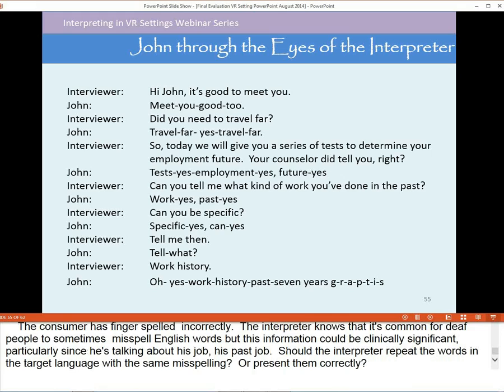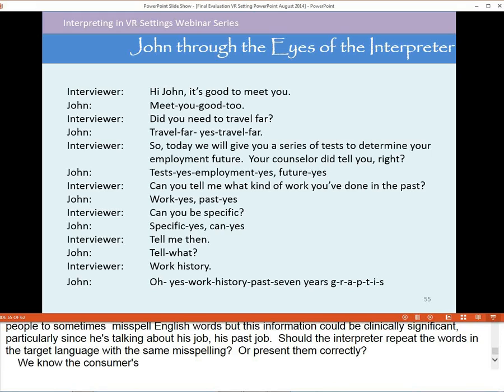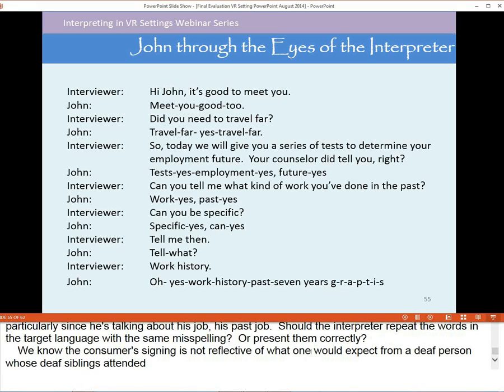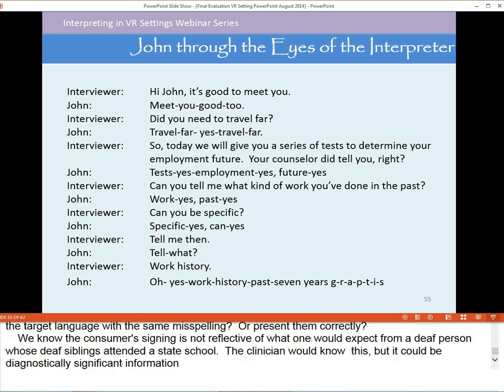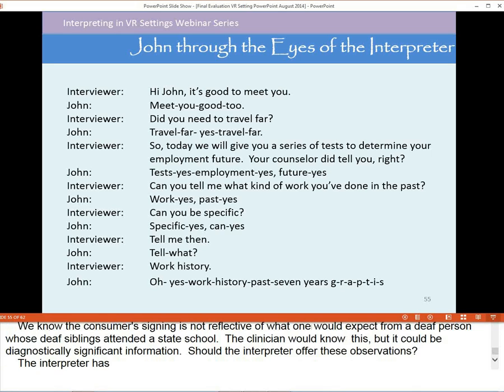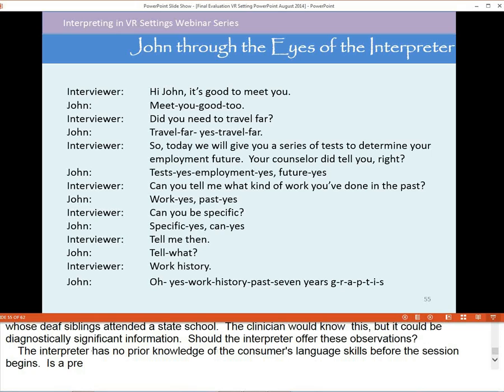We know the consumer's signing is not reflective of what one would expect from a deaf person whose deaf siblings attended a state school. A clinician would know this, but it could be diagnostically significant information. Should the interpreter offer these observations? The interpreter has no prior knowledge of the consumer's language skills before the session begins. Is a pre-session in order? Or should a pre-session have been in order?